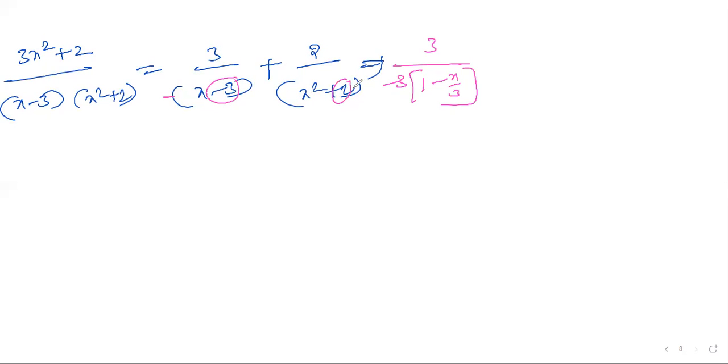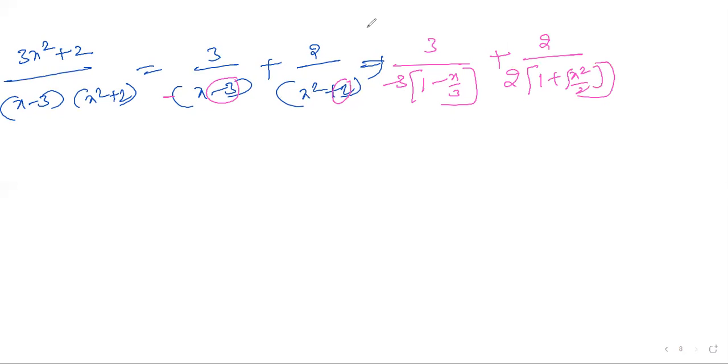Minus 3 into 1 gives minus 3, and minus into minus is plus, so x will come the same. Next, 2 by what should I take common? If I take 2 common, I'll get 1 plus x square by 2. Any problem till this? Clear? Okay.